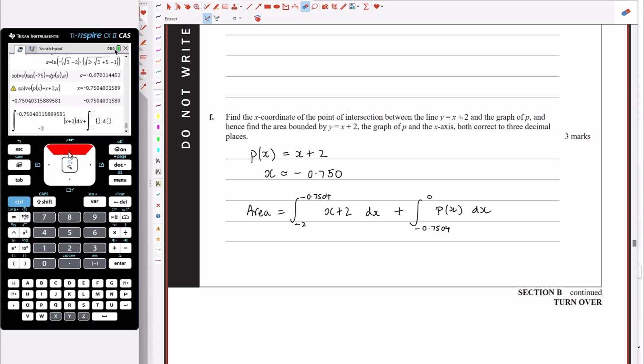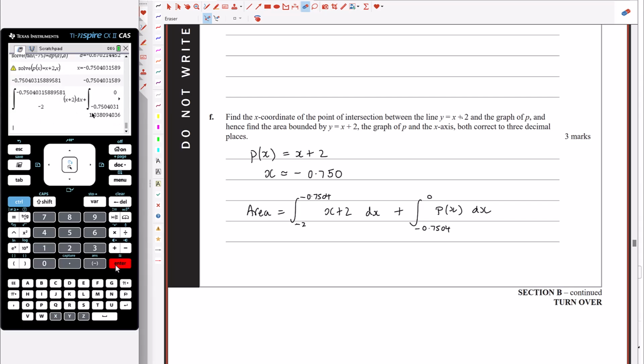I'm going to need to now put this number in the bottom limit, so I'm going to need to do a control C, because if I hit enter it's going to go back into that top limit, which was the last place my cursor was. So control V to put it down there. I'm going to integrate up to 0, and this time we're integrating p of x with respect to x. Okay, and that total area is approximately 1.038, correct to 3 decimal places.